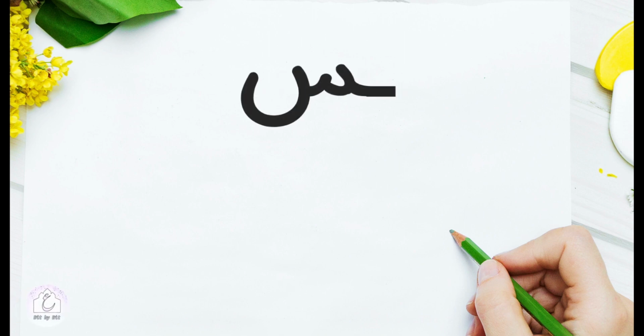In the final position, seen keeps its complete form. We only add a connecting segment coming from the previous letter. Draw the connecting segment, then add seen in its full shape to close the word. A connecting segment, then seen.